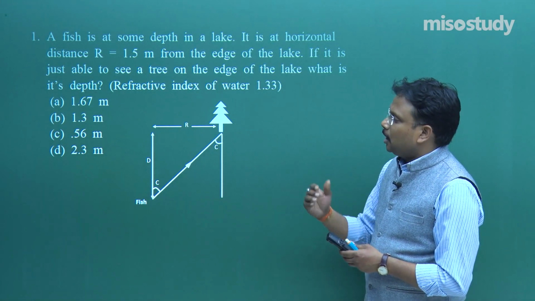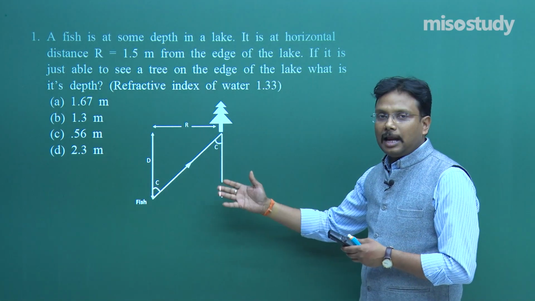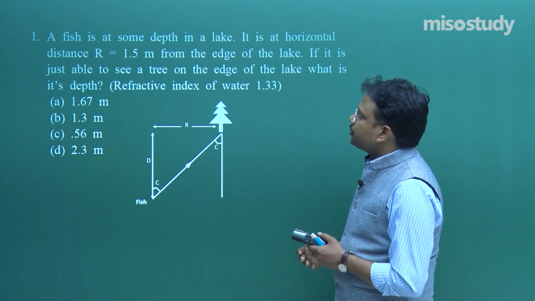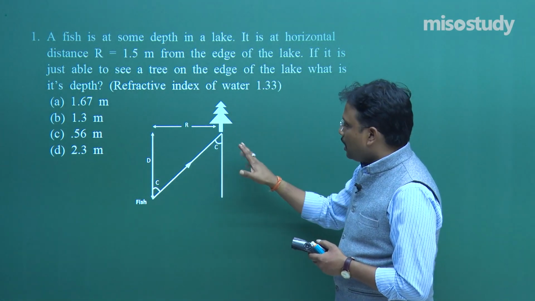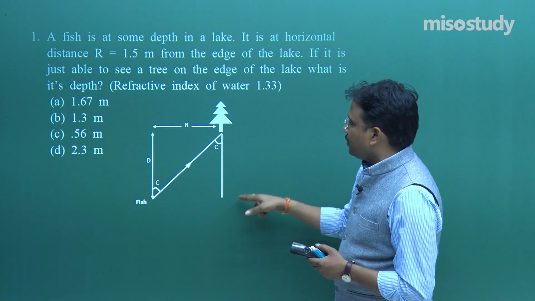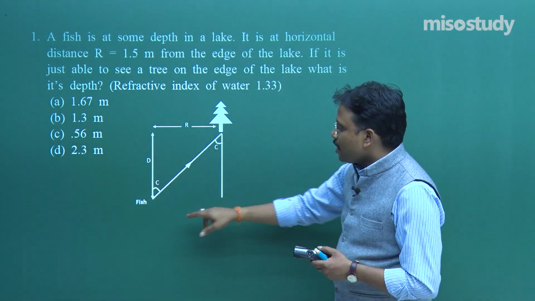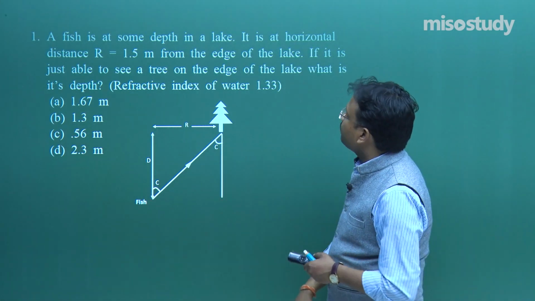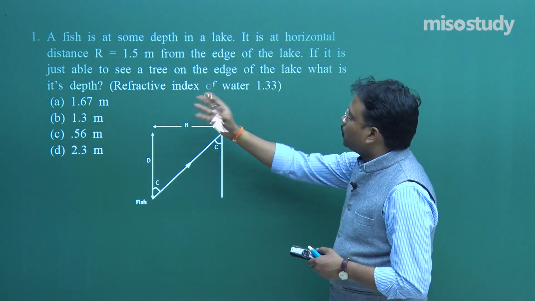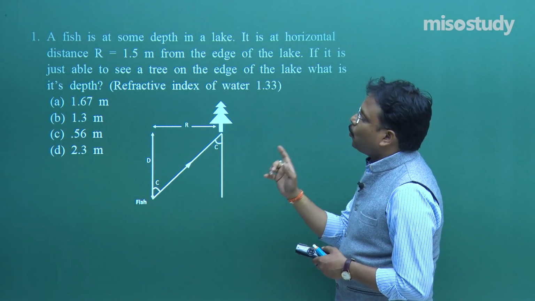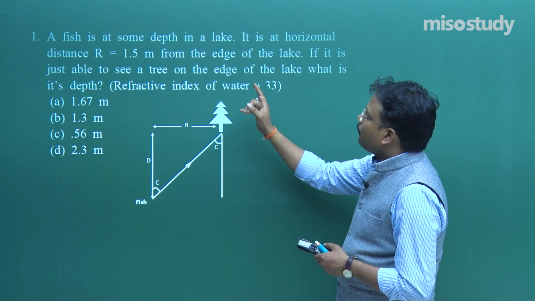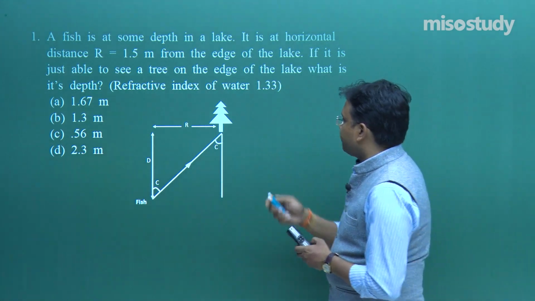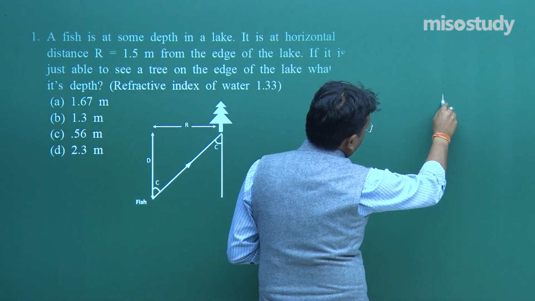Wherever you are unable to understand the diagram, obviously I'll have to supplement. The question is this: a fish is at some depth in a lake. This entire figure is the setup of a lake, and the fish is situated inside the lake, in the water. It is at a horizontal distance r equal to 1.5 meter from the edge of the lake. To explain this line, I am giving you a simple diagram.